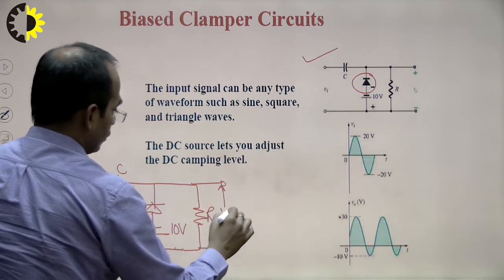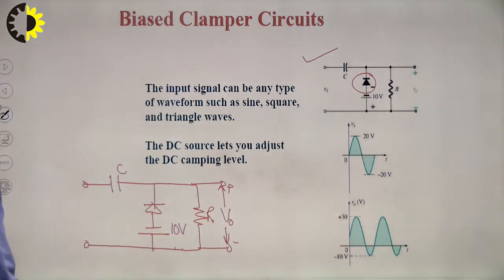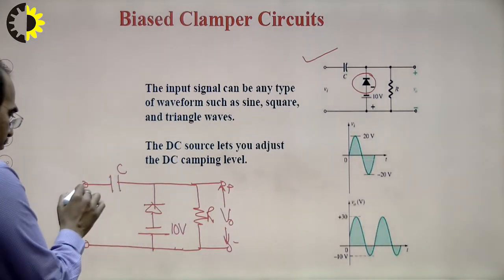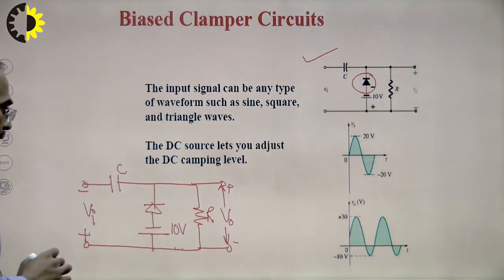We have to find the output across this resistance. This is plus minus. So I will consider that half cycle in which the diode is forward biased. The diode is forward biased for the negative half cycle. Okay, this capacitor will charge.